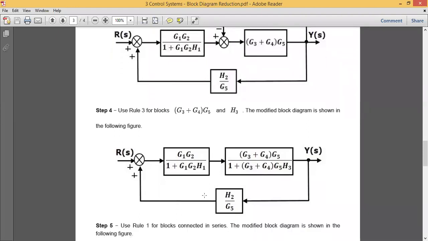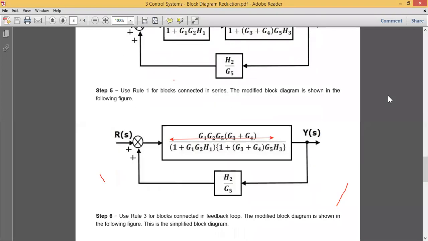Now again apply all the rules. Check for all the rules. What does rule number 1 say? Do we have any kind of series connection? Yes, these two blocks are in series, right? So these two blocks are in series. So what should I do? I should simply multiply, right? Let us multiply. So after multiplication of these two blocks, I get this.